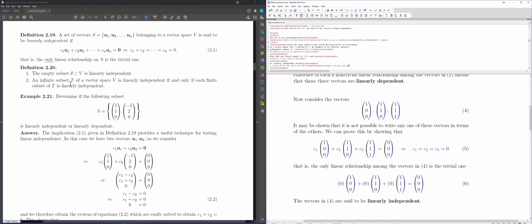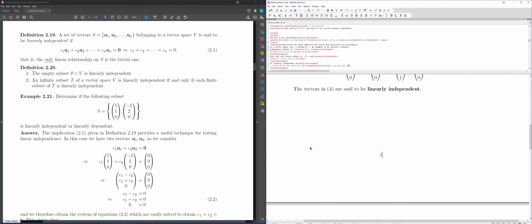Okay, so the next thing now is if I have a vector space and I have an infinite subset of my vector space, it is possible for an infinite subset of a vector space to be linearly independent. So an example is this here.